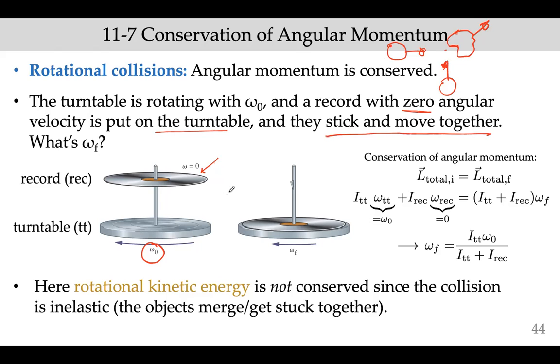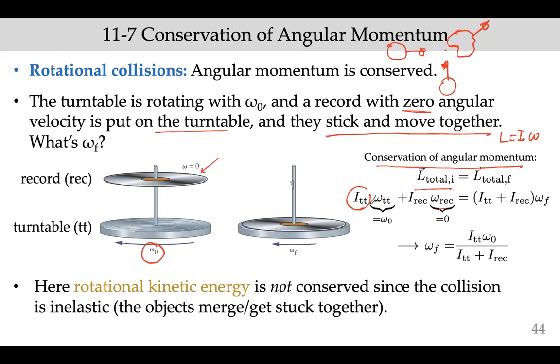Here again, the momentum is conserved, but in this case, it's angular momentum. Now we're going to write down conservation of angular momentum. What is the initial angular momentum of both objects? Now TT here means turntable, and rec means the record. So the angular momentum, remember the formula is L equals I times omega.